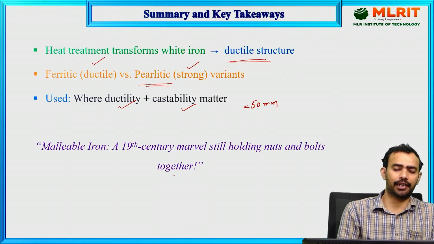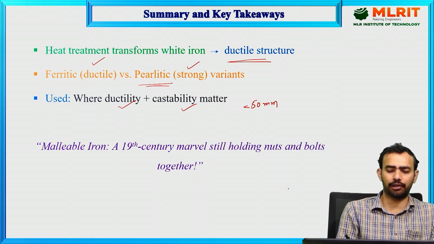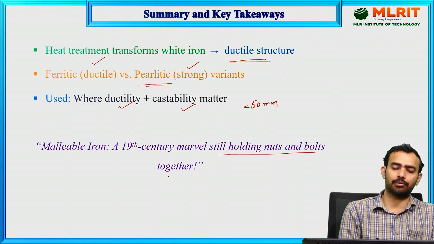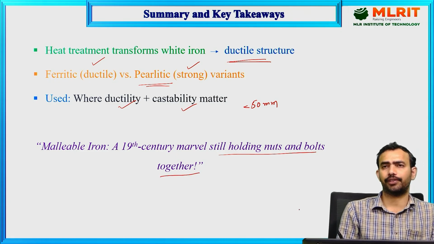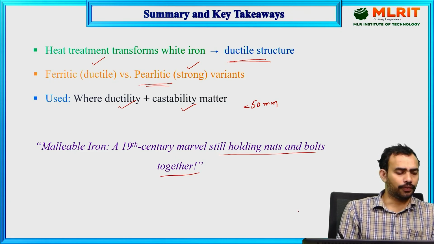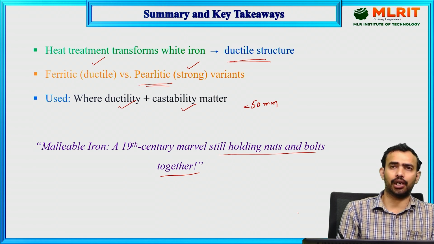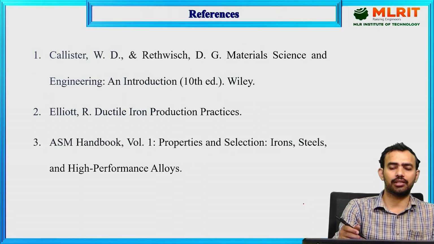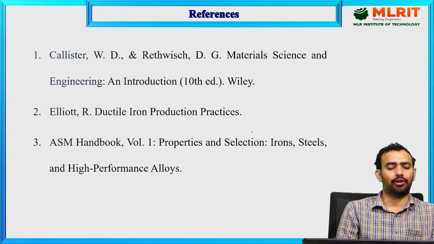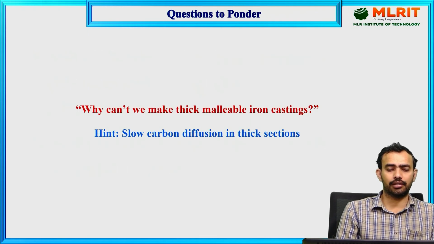Malleable iron is the 19th century marvel, still holding the nuts and bolts together. It was first observed in material science in the early 19th century, but we are still working with this malleable iron material in our engineering applications because of its properties. These are the references that I have followed for this slide content.